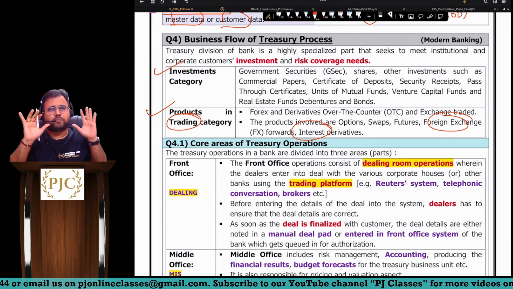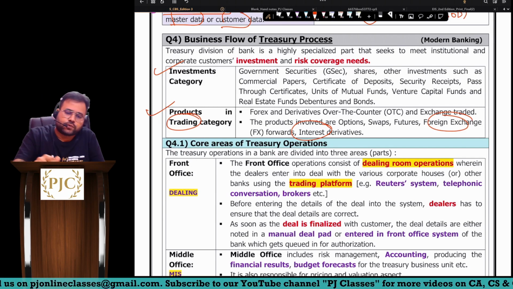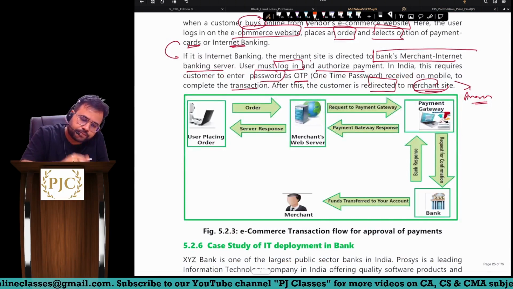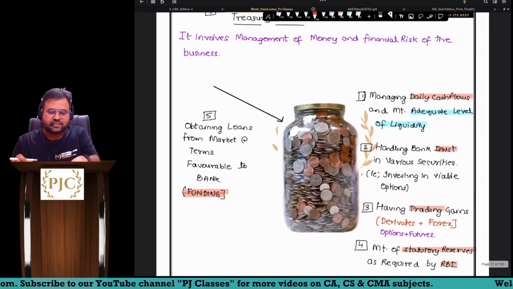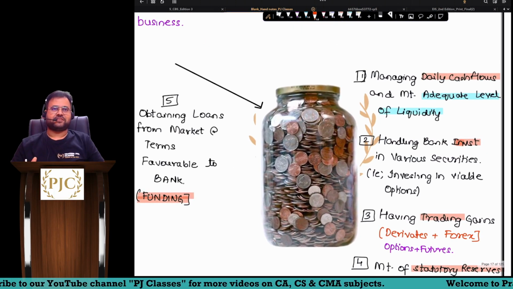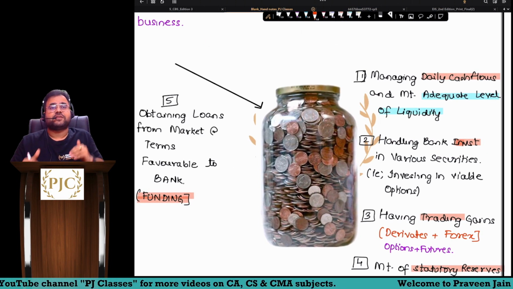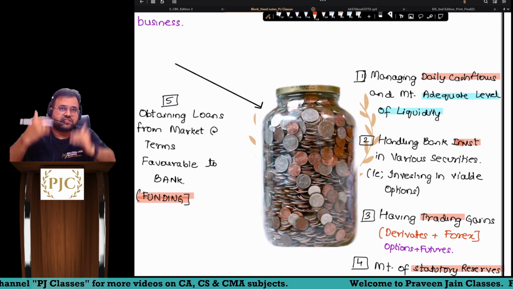See, the objective is very simple. I will show you a simple diagram, sir. It is a crash batch, so I don't want to discuss too many things and bore you, sir. Sir, this is the treasure which the bank has, sir. So now we have to manage this treasure, sir.